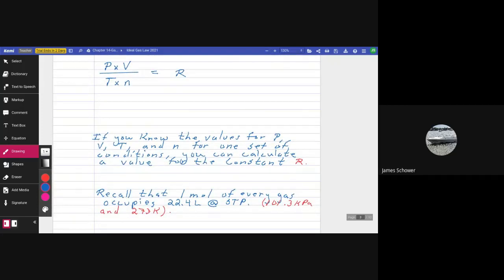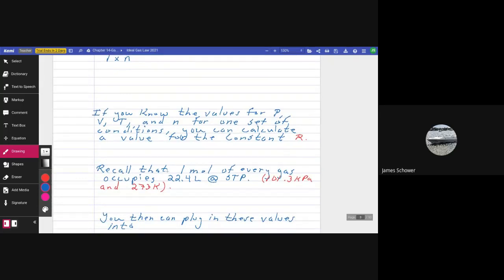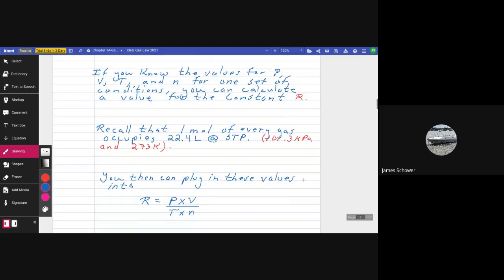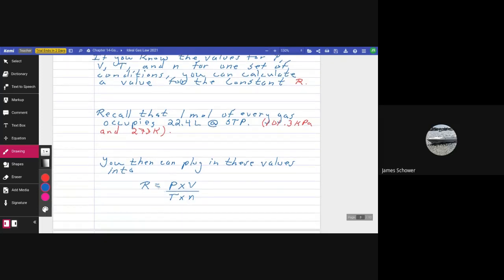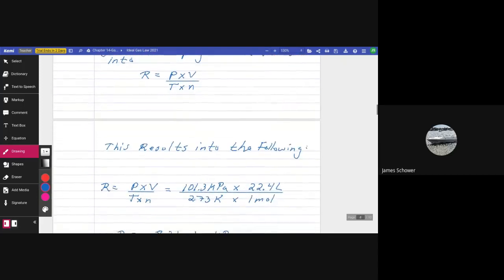Now, if you know the value for pressure, volume, temperature, and the number of moles for one set of conditions, you can calculate a value for the constant R. And we will do that using these variables here. Now recall that 1 mole of every gas occupies 22.4 liters at STP. And STP has a pressure of 101.3 kilopascals and 273 kelvins. You then can plug these variables into this equation here: R equals P times V over T times n. This results in the following.